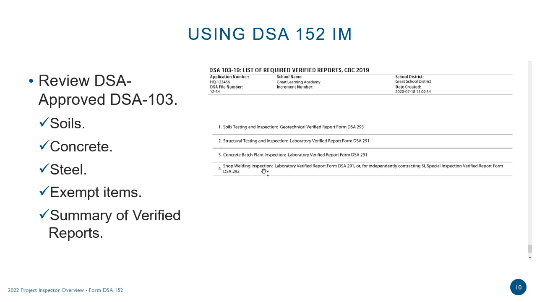And then there's the shop welding inspection, which often would be the combined verified report from the lab, the 291, since many of the welding special inspectors are employed by the lab, so the lab's verified report covers their special inspections. Or if it's an independently contracting special inspector, then they would need to provide a DSA 292.